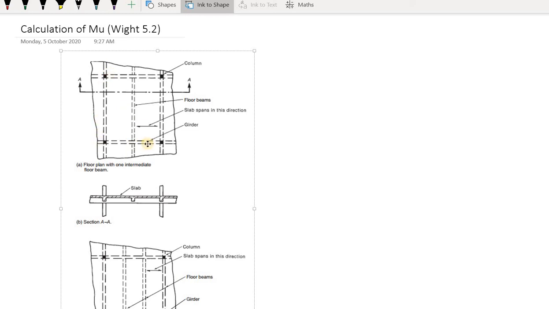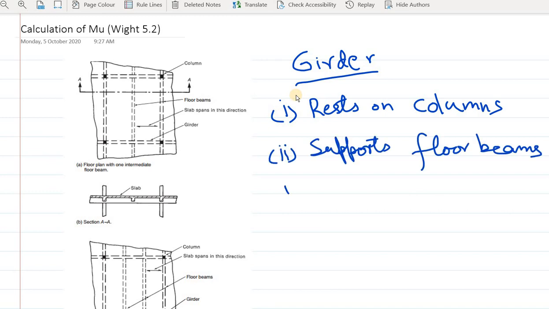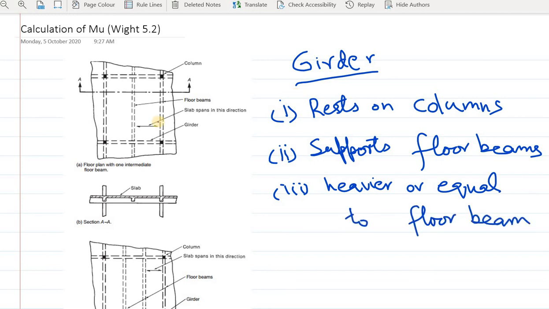A girder is usually a heavier beam which always rests on columns. It transfers its load always to the column. So property number 1 for a girder is it must be transferring its load directly to the columns. This girder does an additional job. It also acts as support for the floor beams. And the third and the obvious property is heavier or equal to a floor beam. The beam which is being supported by the girder is a floor beam. A girder is something that must transfer its load to the column.